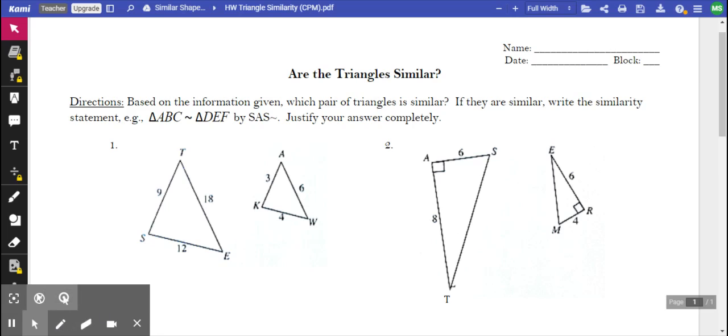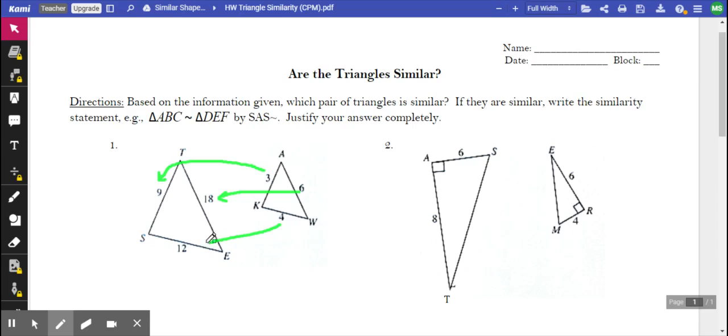So for right now, we can see that we have 9, 18, 12, and then a smaller shape here that is kind of similar to it. So we know that from the small shape to the large shape, I can do 3 times 3 to get 9. I can do 6 times 3 to get 18. And I can also do 4 times 3 to get 12. So that shows that all of these matching sides are definitely going by the same scale factor and they are proportional to each other.